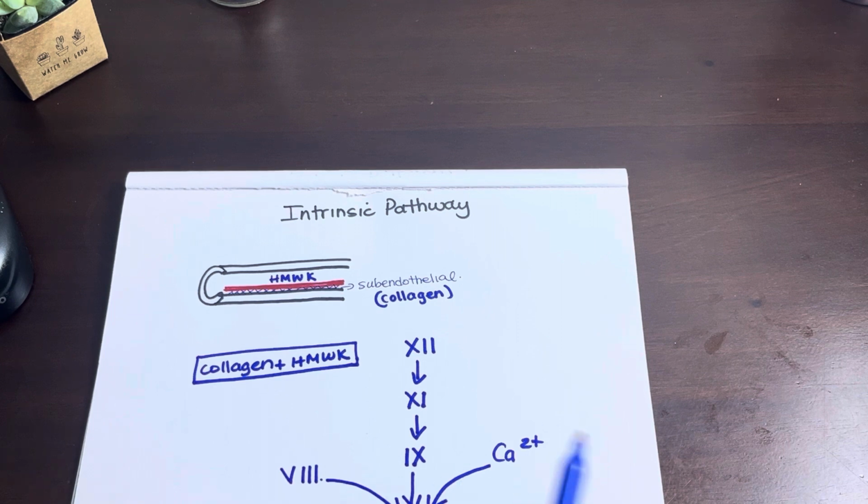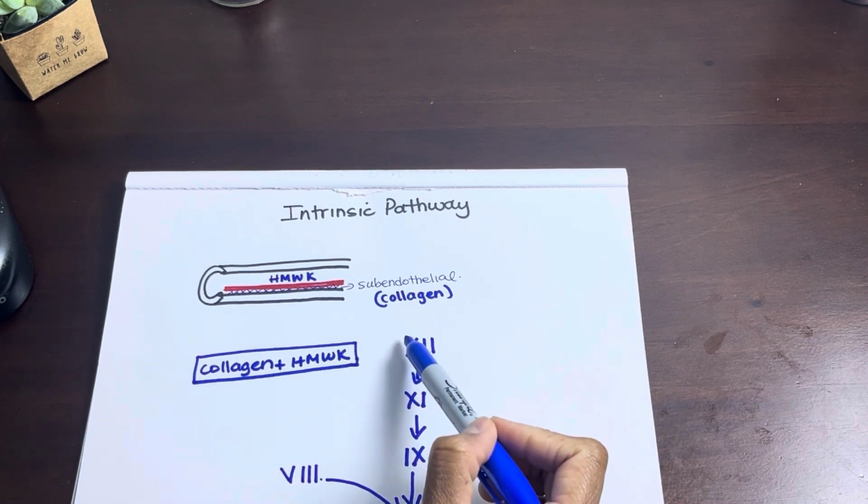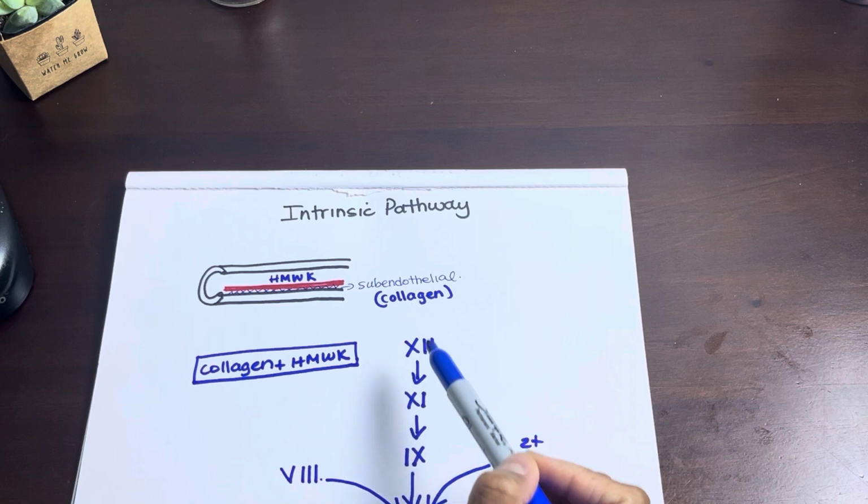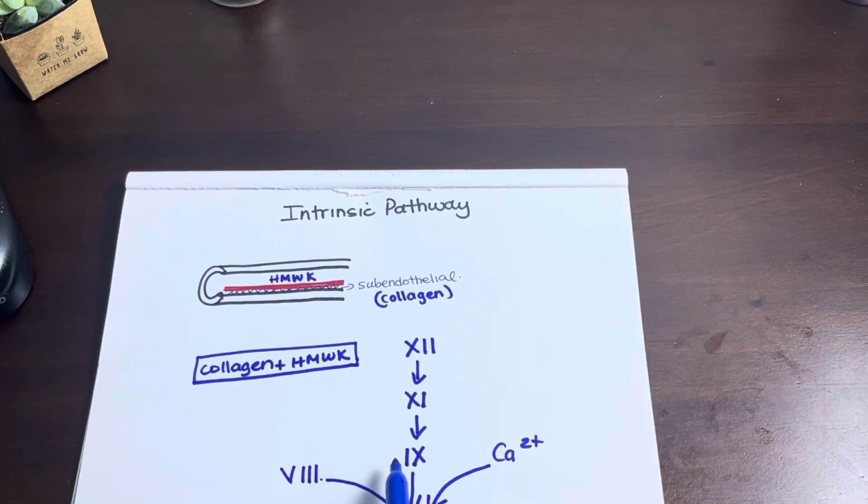And there are a few tricks you can see here. If you have factor 12, it goes down to 11, then it switches up the Roman numerals to factor 9, and then you form your common pathway.